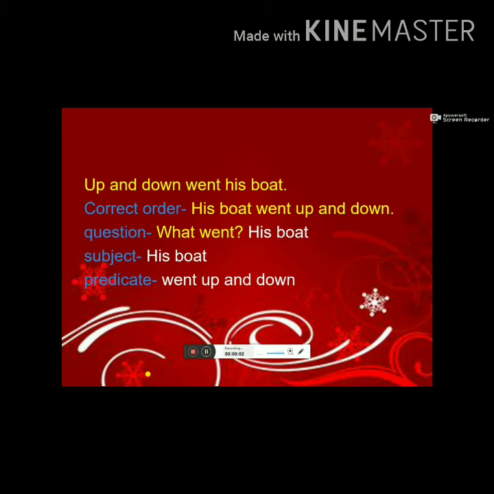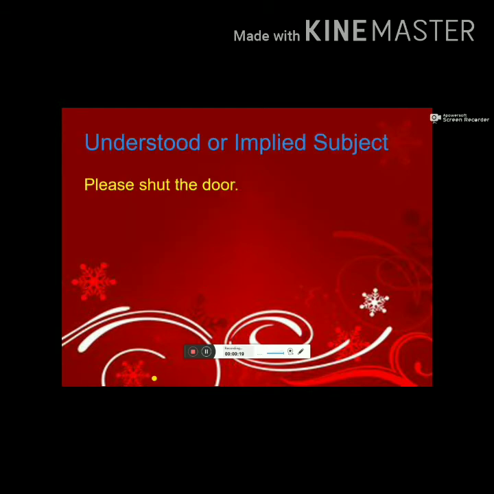Up and down went his boat. Arrange it in correct order. His boat went up and down. What went? His boat. So his boat is the subject and went up and down is the predicate.